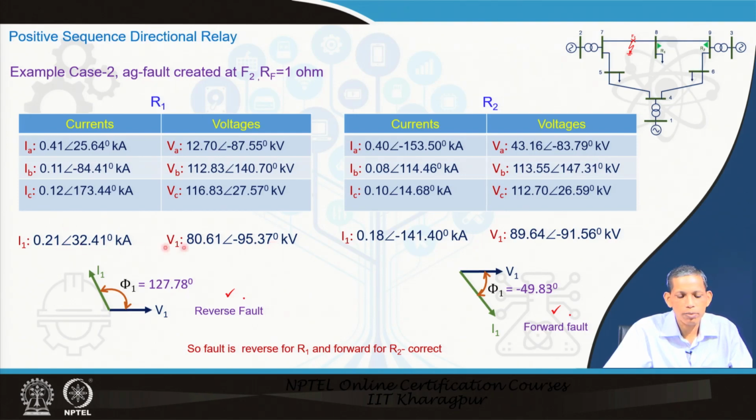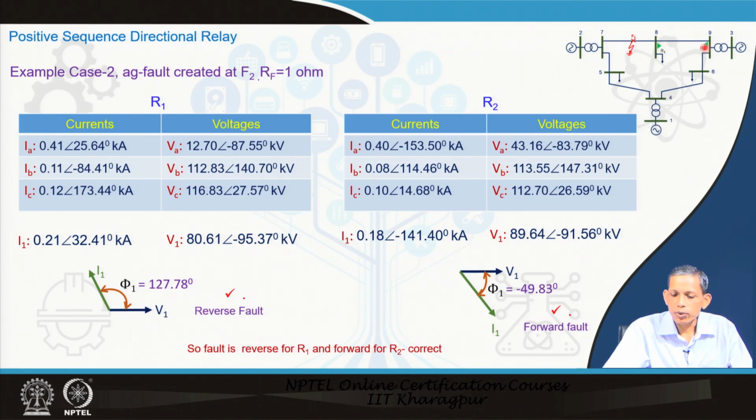So, angle of I1 minus angle of V1 is 32.41 plus 95.37, which gives you 127.78, a positive angle. Positive angle of I1 means reverse fault, that we have seen, because this is less than 180 degree.